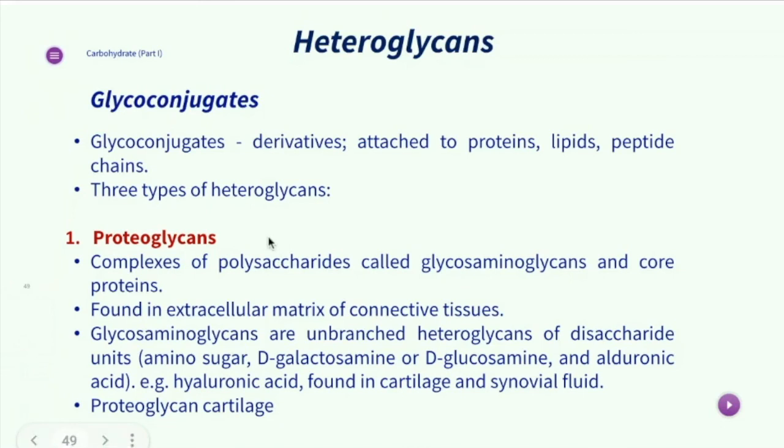For example, the proteoglycan, a complex polysaccharide called glycosaminoglycan, with core proteins. It is found in the extracellular matrix of connective tissue, and it is an unbranched heteroglycan of amino sugars, galactosamine or glucosamine, and alduronic acid. So this is how it is made up. For example, hyaluronic acid is found in cartilage and synovial fluid, and is also an example of the proteoglycan cartilage. So this is an example of a complex polysaccharide.